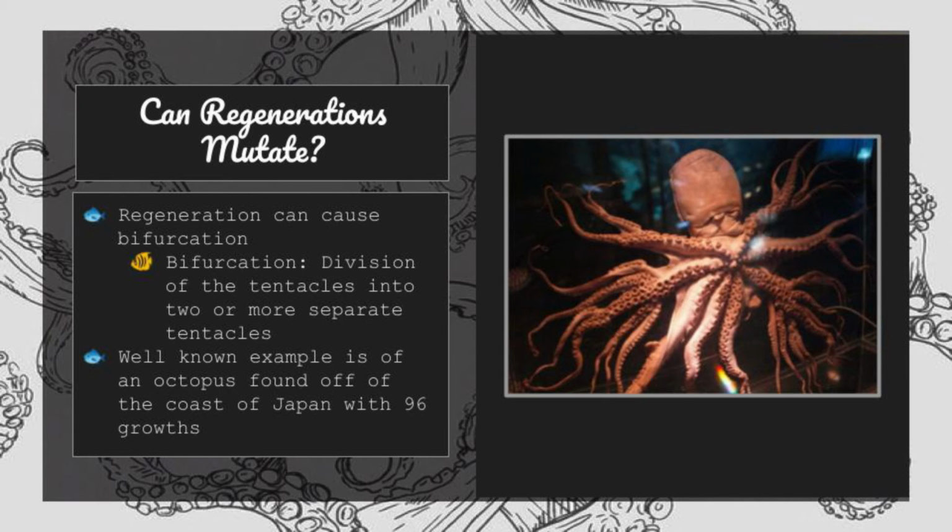A fascinating example of bifurcation is an octopus discovered off the coast of Japan with 96 arms. Although the octopus technically only had 8 tentacles, scientists believe that bifurcation occurred after repeated injury, leaving this magnificent octopus with several tentacles growing off the original 8. While very little information is available on this topic and octopods in general, it is still very interesting to think about the possible causes of additional growths.